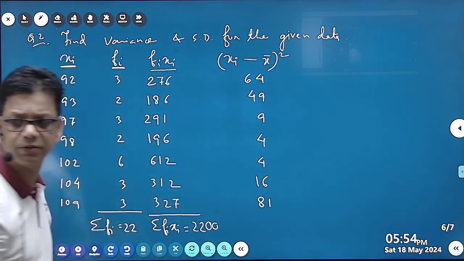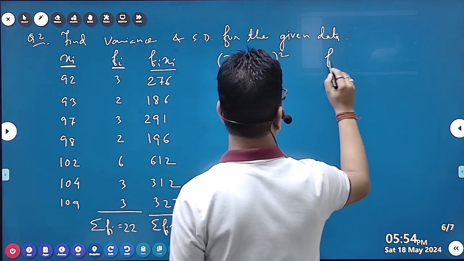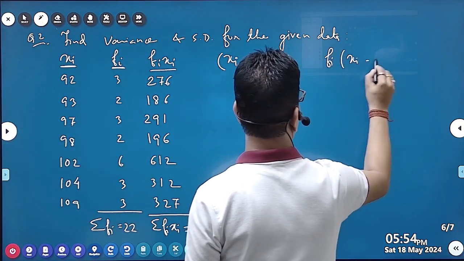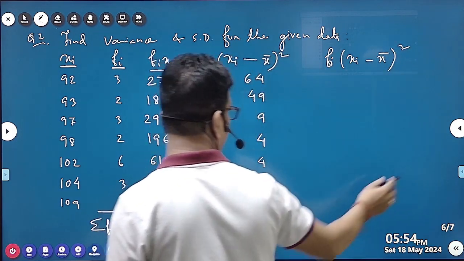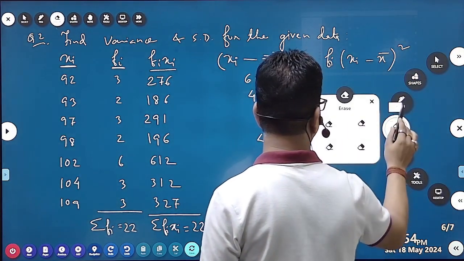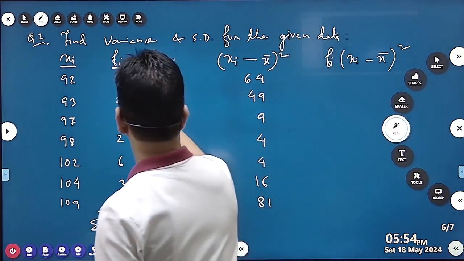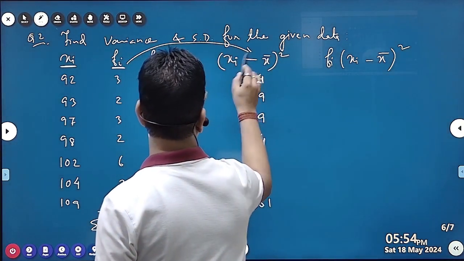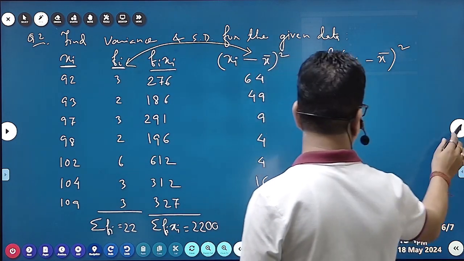Do you need to add this? No, of course not. What to do with this now? The final column is fi times xi minus x bar whole square. So you have to multiply these columns, the fi column and this column. Multiply and get the values here.